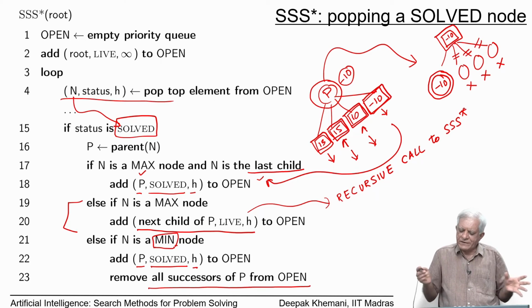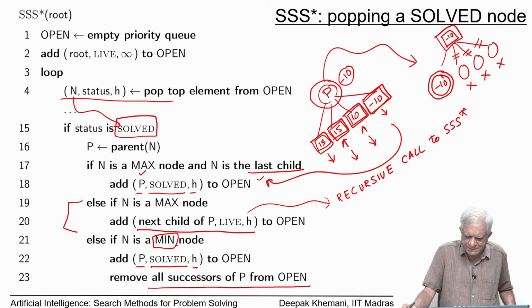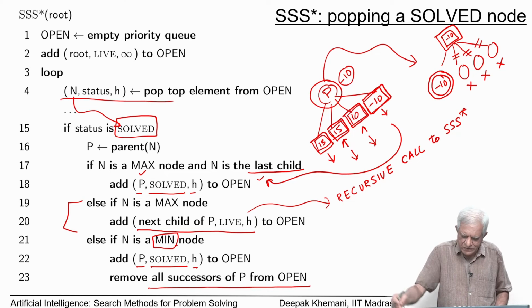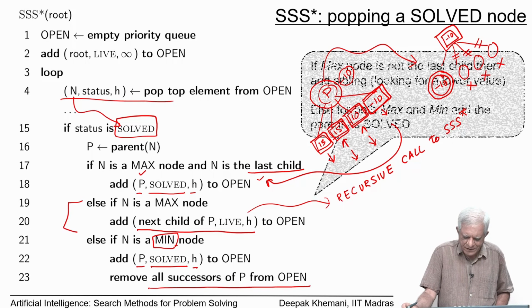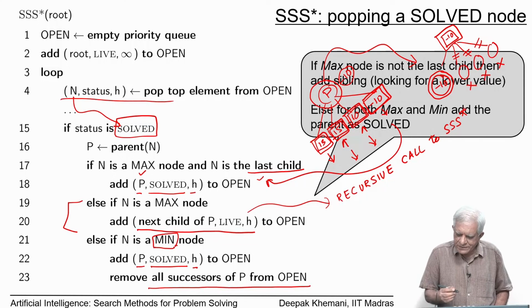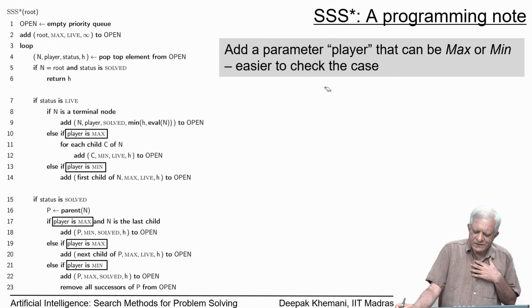Because remember that when we added the sibling, then we created clusters and everything, all that was happening. So, let us look at this process in a little bit more detail. So, anyway, what I have written here is that if a max node is not the last child, then add the sibling, else for both max and min you add the parent as solved, which is what I was explaining just now essentially.